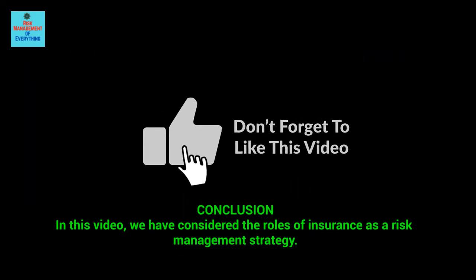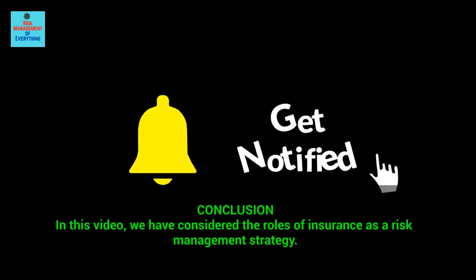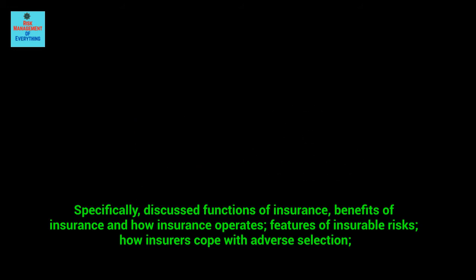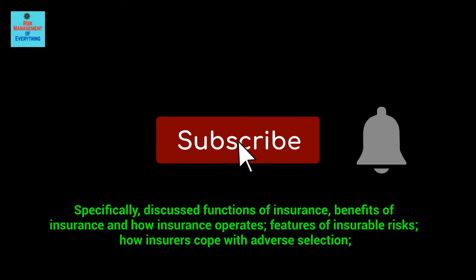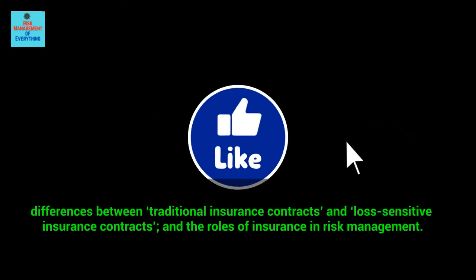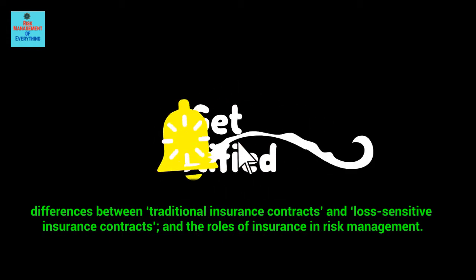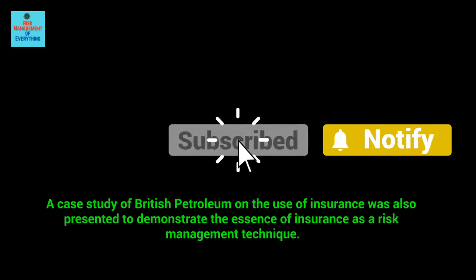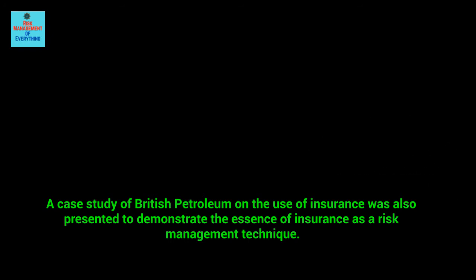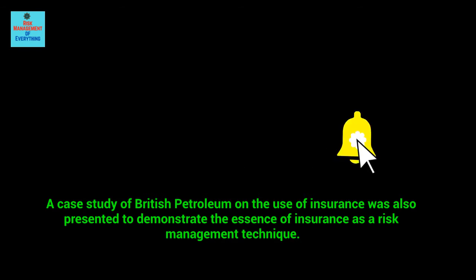In this video, we have considered the roles of insurance as a risk management strategy. Specifically, discussed functions of insurance, benefits of insurance and how insurance operates, features of insurable risks, how insurers cope with adverse selection, differences between traditional insurance contracts and loss-sensitive insurance contracts, and the roles of insurance in risk management. A case study of British Petroleum on the use of insurance was also presented to demonstrate the essence of insurance as a risk management technique.